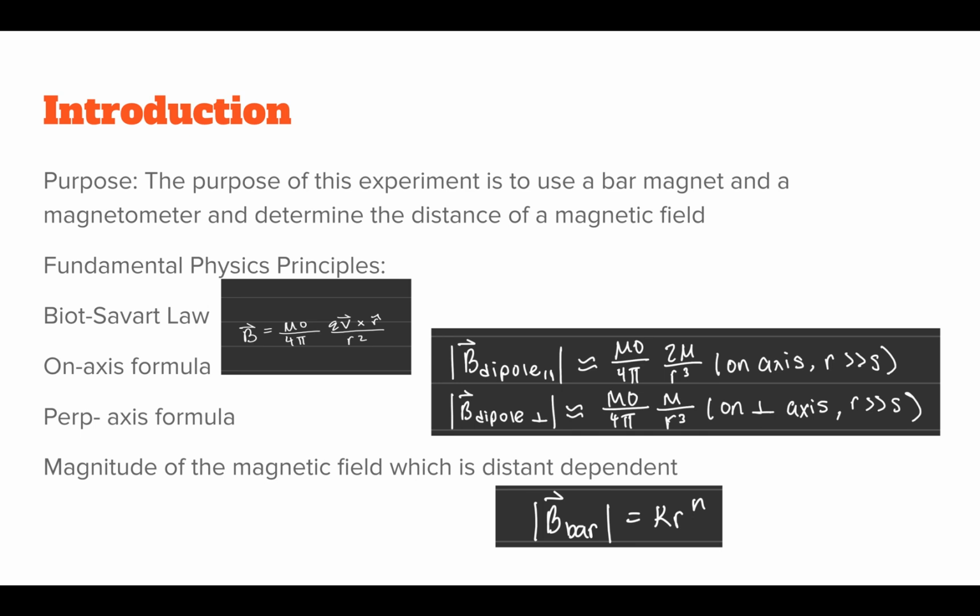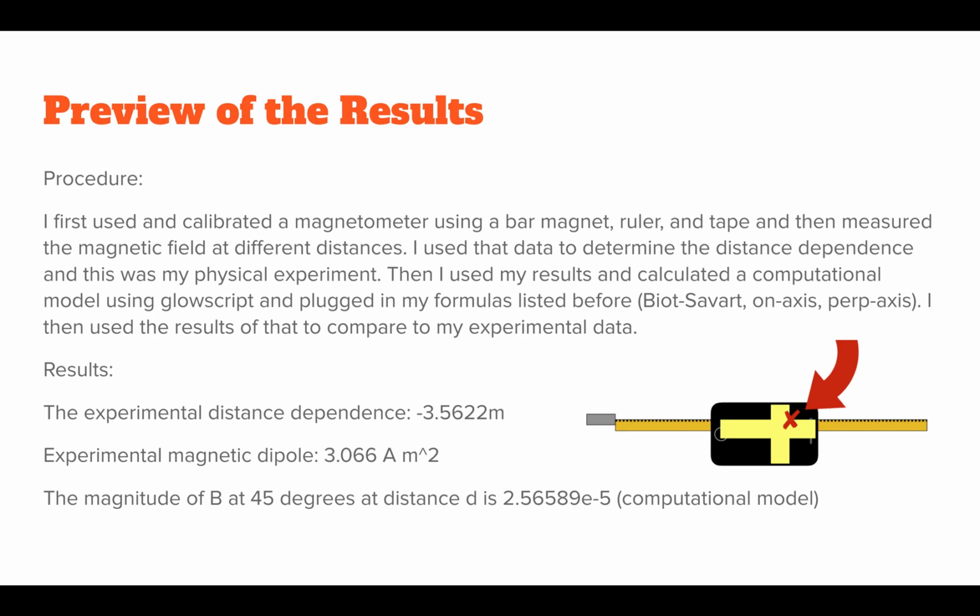Introduction. The purpose of this lab is to use a bar magnet and a magnetometer and determine the distance dependence of a magnetic field. Some of the fundamental physics principles that we will be using are the Biot-Savart law, which I have written as shown right here, and then we also want to use the on-axis formula and the perp-axis formula, which I've written out here. Another thing to keep in mind is the magnitude of the magnetic field, which is distance dependent, as I've written here. And these formulas will be used for both our computational and our experimental model.